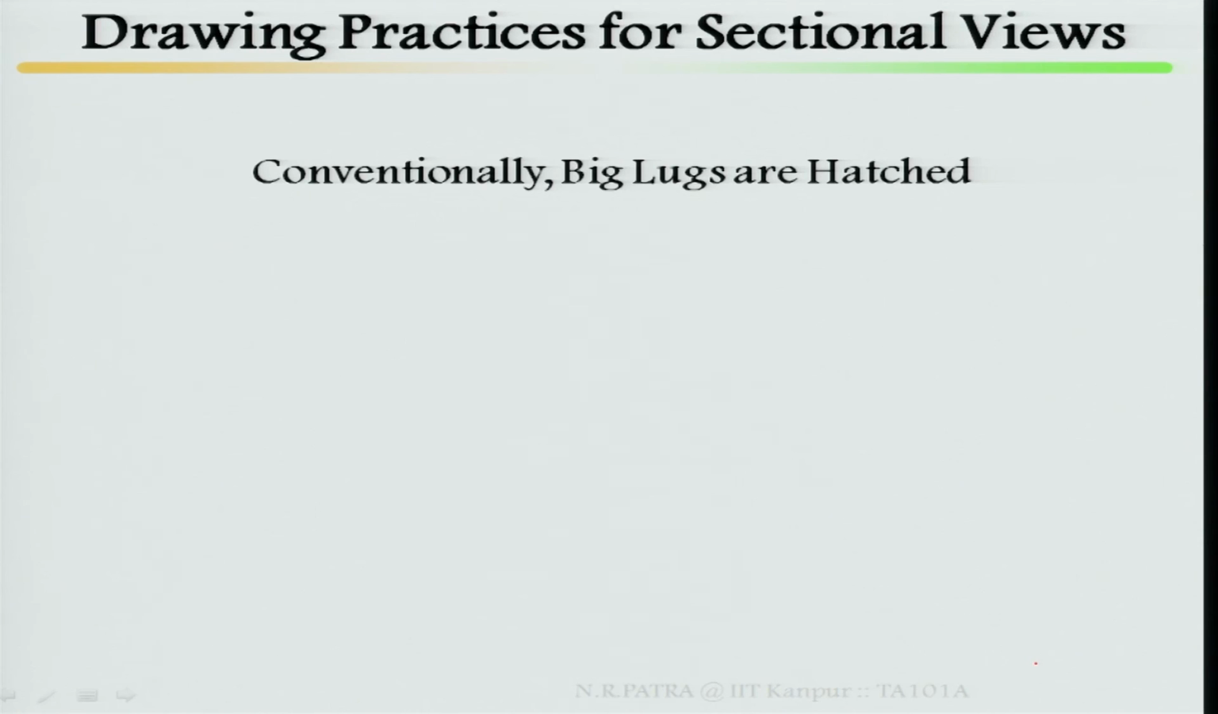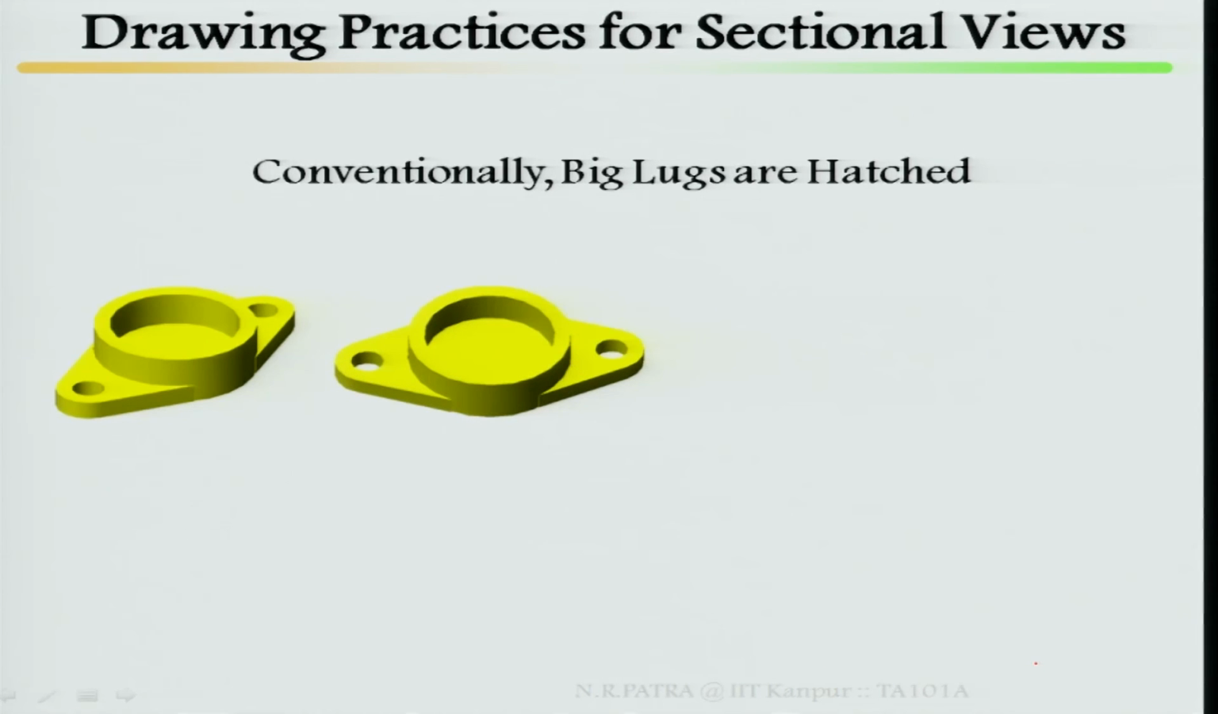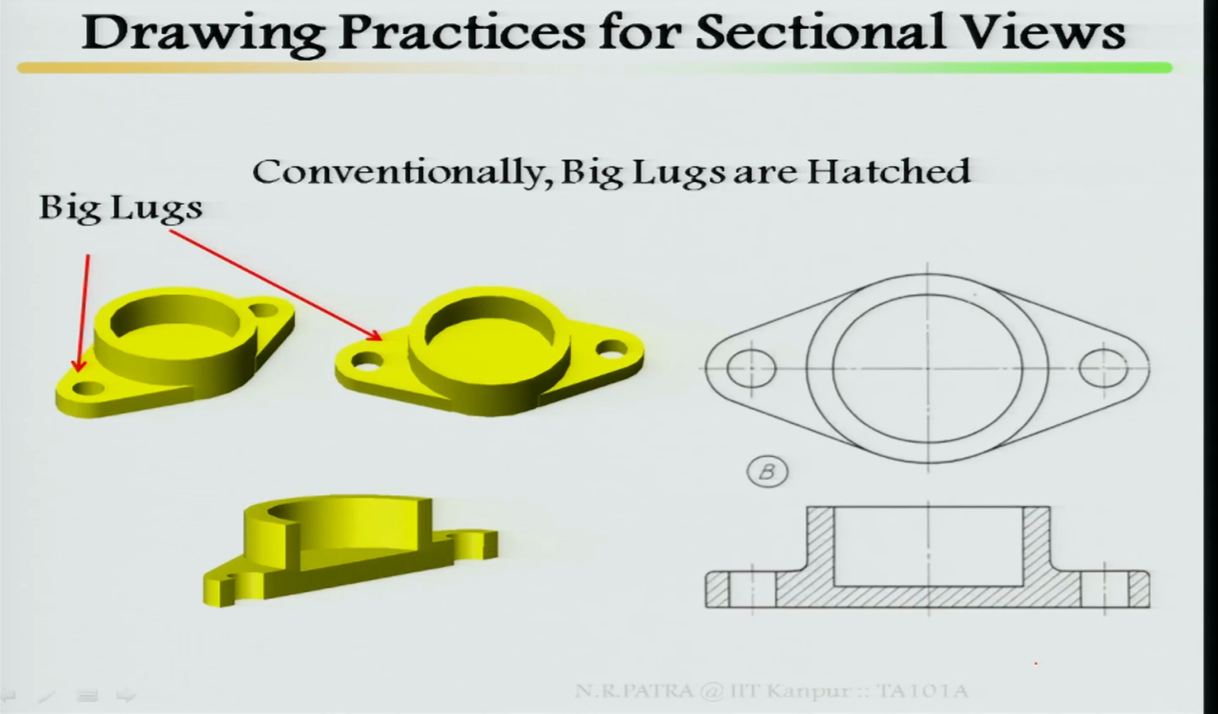Conventionally, big lugs are hatched. Look here, these are all big lugs. Earlier I said lugs should not be hatched, now I am saying big lugs are hatched. If a lug is big dimension-wise, this is a judgment you have to take, which lug is big and which is not big. This will come over a period of time. Once you start practicing problems, whatever I am showing, if you practice it at home, the conventions will come automatically in your mind that this has to be hatched, this is not going to be hatched.